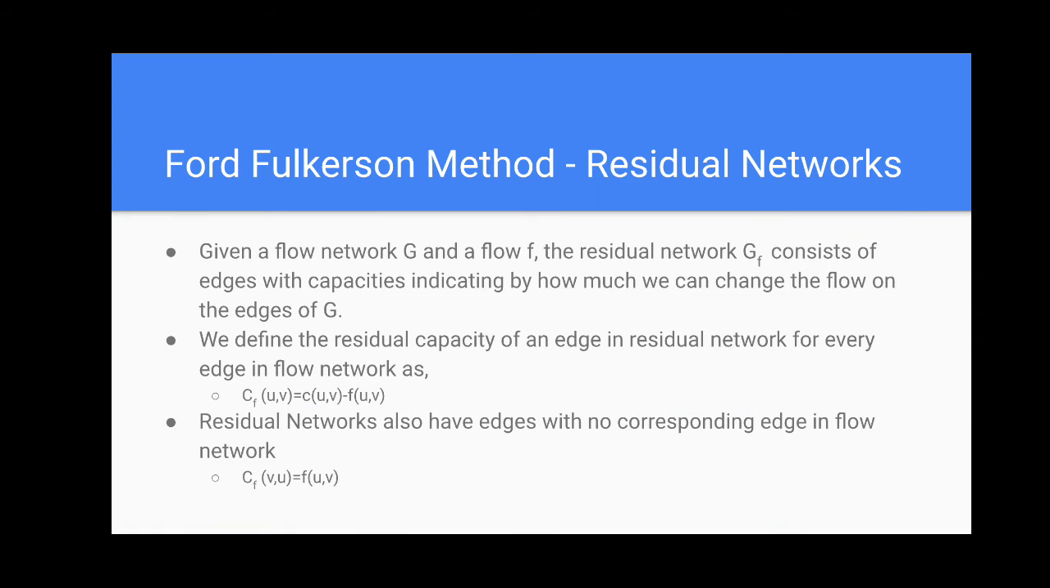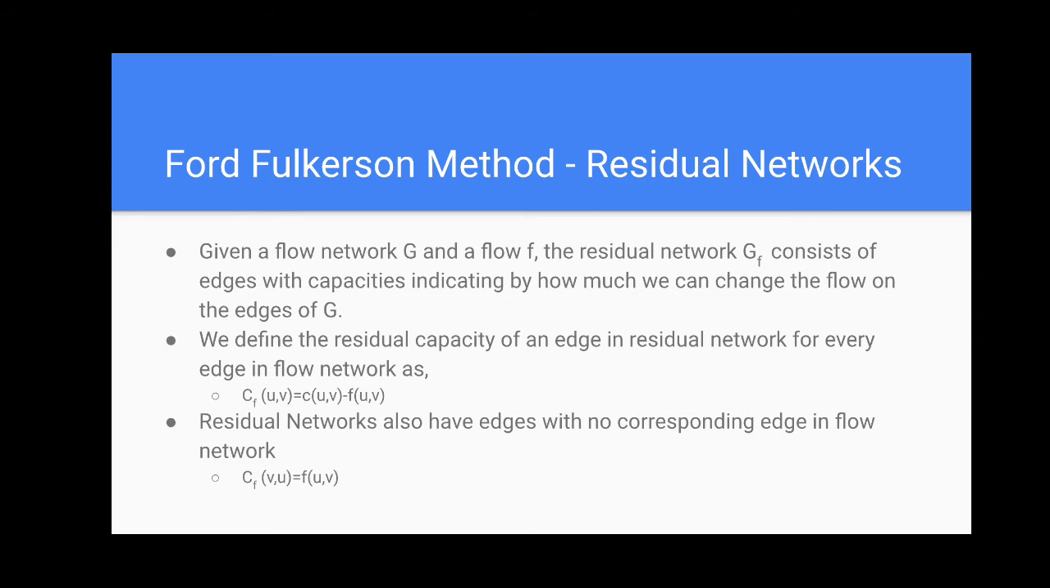What are residual networks then? Given a flow network G and a flow f, the residual network Gf consists of edges with capacities indicating by how much we can change the flow on these edges of G. We define the residual capacity of an edge in a residual network for every edge in a flow network as cf(u,v) = c(u,v) - f(u,v), where c depicts the capacity of the flow network edge (u,v) and f(u,v) represents the flow in that edge (u,v).